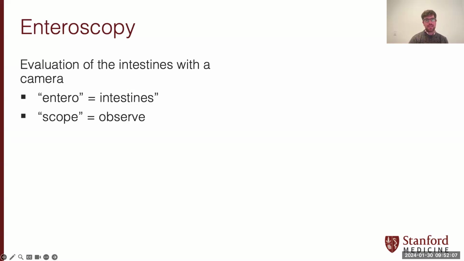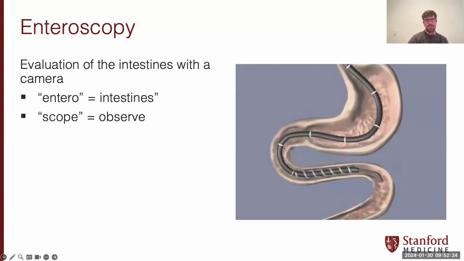And actually, this is sort of a combination of suffixes, which both sort of denote a procedure as well as what we're doing. So in particular, we insert a scope into the intestines and take a look inside. The two most common places where you see this is most commonly a colonoscopy. And then the other place you'll sometimes see it is an esophagogastroduodenoscopy, where we go through the mouth and look in the esophagus and stomach.